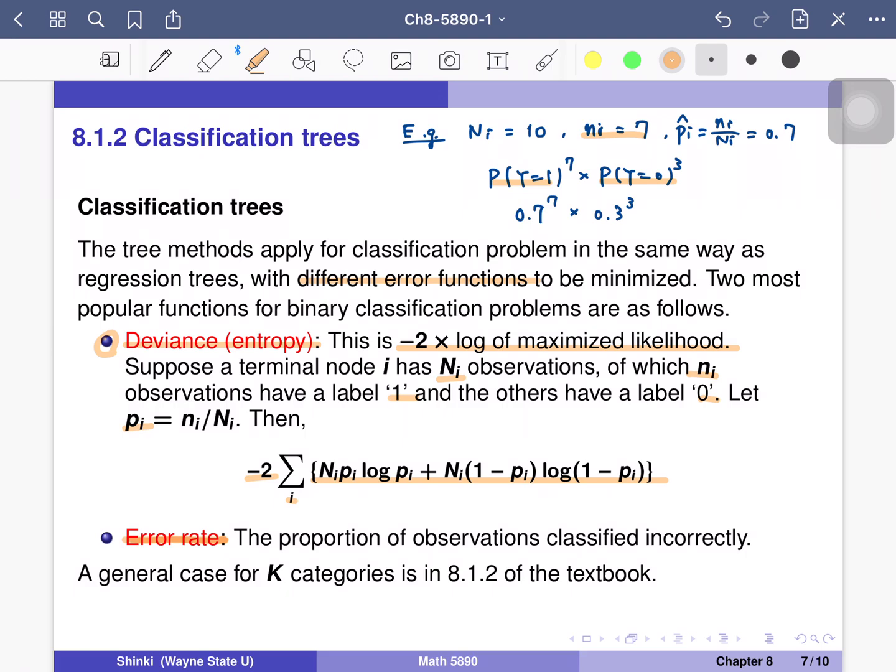The general case for K categories is in the textbook, so we only discussed the binary case in this slide.